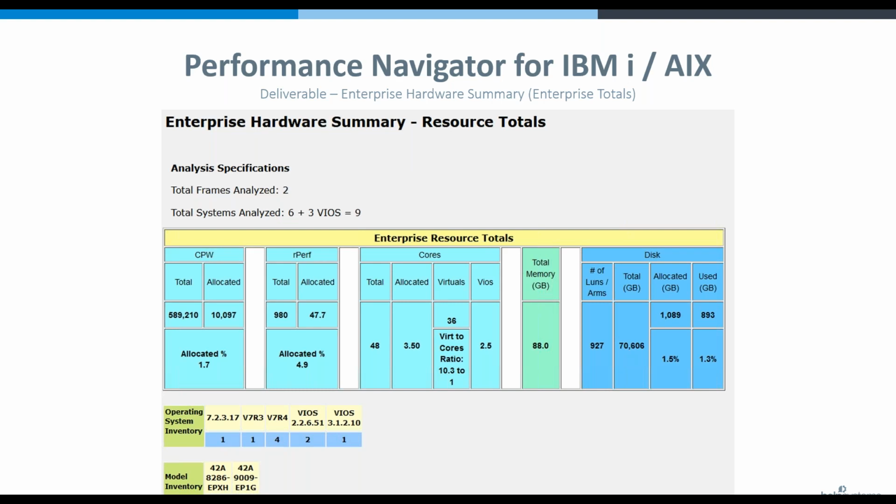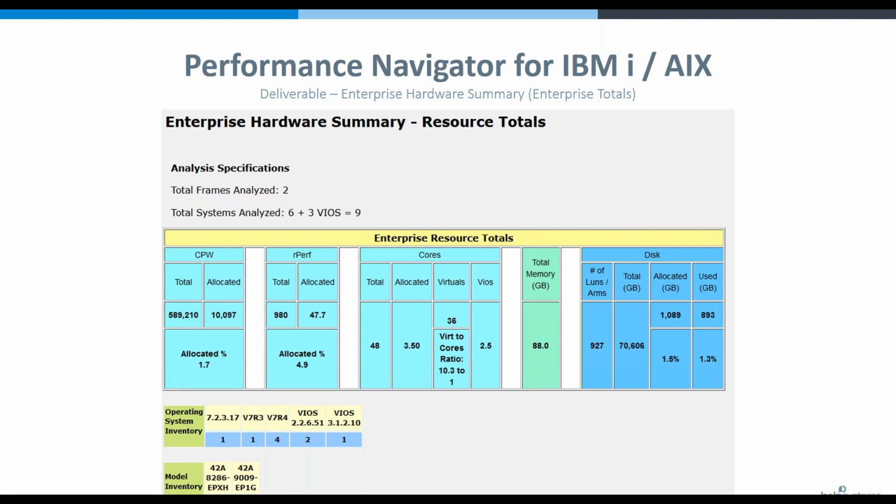One of the things that I do all the time when I get involved in a capacity plan is, because I'm coming in cold, so to speak. In other words, I don't know anything about the environment, but I have the data. So this is what we call an enterprise hardware summary. And you can see this is a one-page summary for the quote executive.